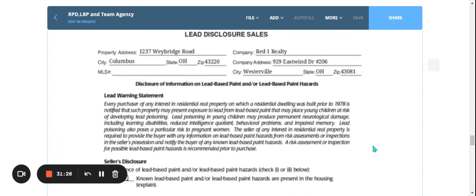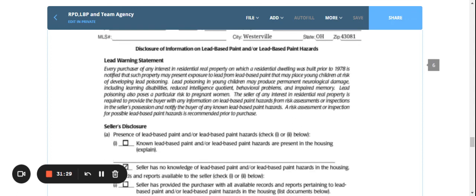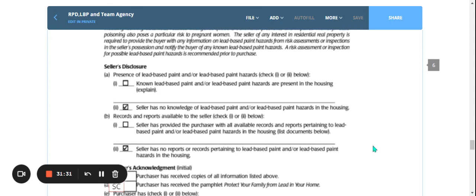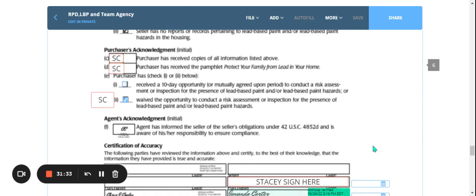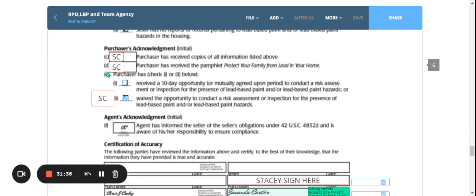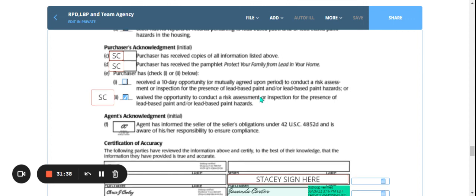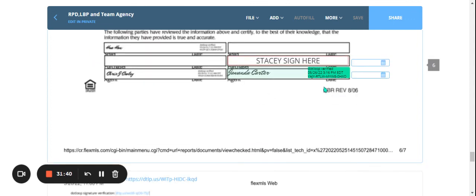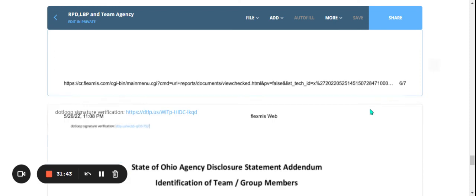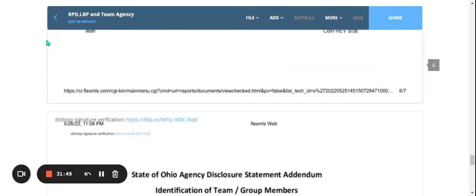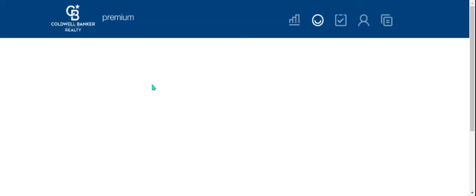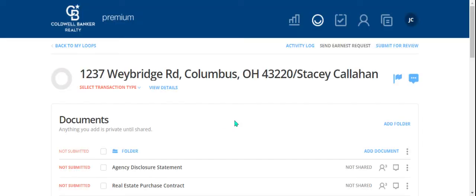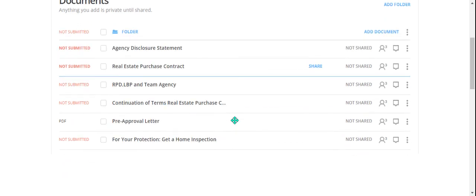Underneath that is probably going to be some lead-based paint, and you're just acknowledging that you understand you're buying an older house that may have lead-based paint. So you would just be signing here, here, here, and of course, I will be signing here, letting everyone know that you saw the document. So that's essentially it. If it's a team, they'll probably have a team disclosure that they want you to sign just for compliance, just letting the world know that they're on a team. But honestly, this is pretty much it.